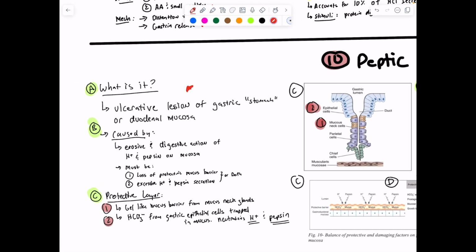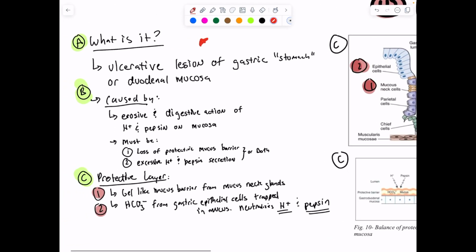Peptic ulcers are lesions of the stomach or duodenal mucosa, and they're caused by the erosive and digestive effect of H+ and pepsin. Right, pepsin only works on proteins, but what is our stomach all made up of? Muscle, full of protein, and mucosa. And basically, for you to have these lesions, you have either the loss of the protective mucus barrier, which we know has mucus and then bicarbonate in it, and then excessive hydrogen ion secretion and pepsin secretion, or the combination of loss of protection and excessive secretion of HCl and pepsin.